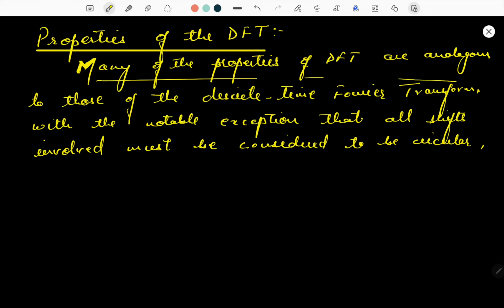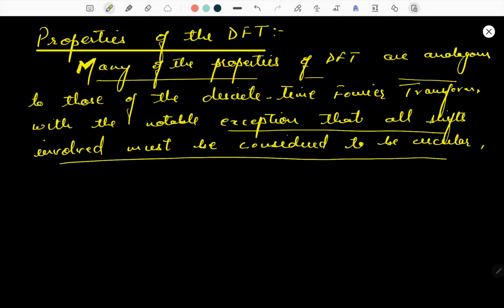Many of the properties of the discrete Fourier transform, as you can see over here, are analogous to those of the discrete time Fourier transform. Discrete time Fourier transform, you have already studied. So the properties are approximately similar, with one notable exception: all shifts involved must be considered to be circular. Whatever the shifts are, they must be considered circular. All right, you will understand.